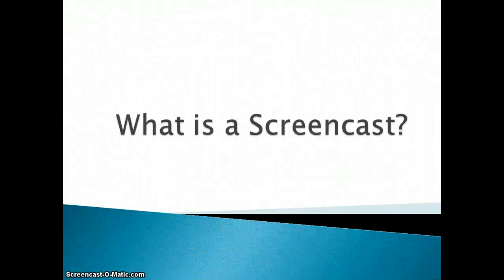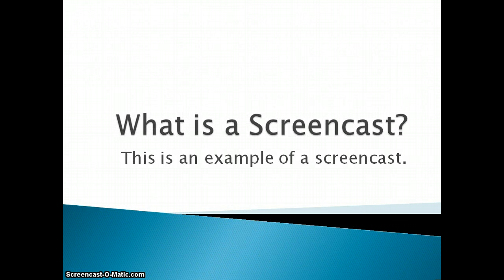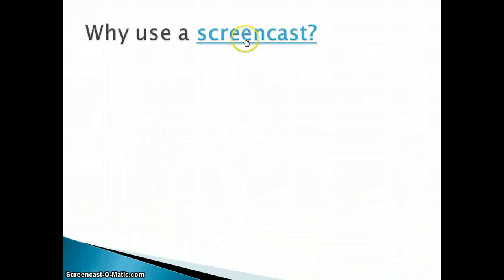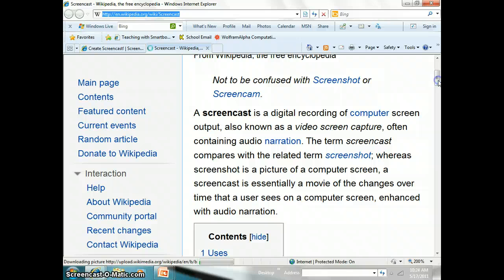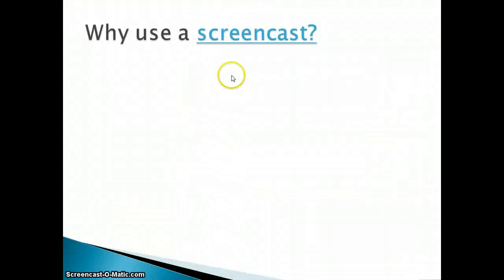So what is a screencast? Well, this is an example of a screencast. According to Wikipedia, a screencast is a digital recording of a computer screen output. It's not a screenshot, it's not a static screenshot, but there's actually enhanced audio narration about what's going on on the screen. So why would you use a screencast?